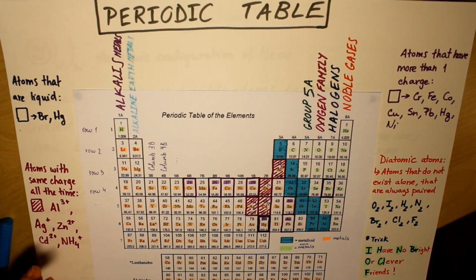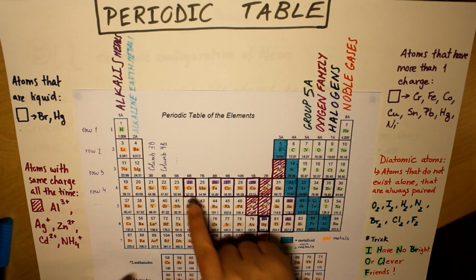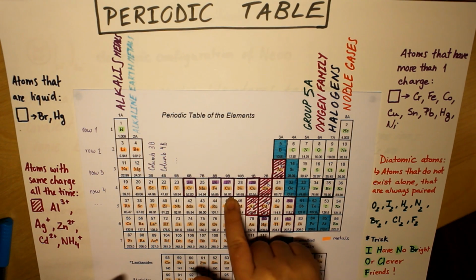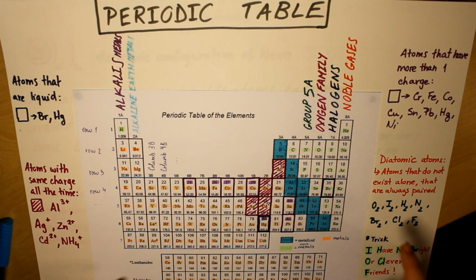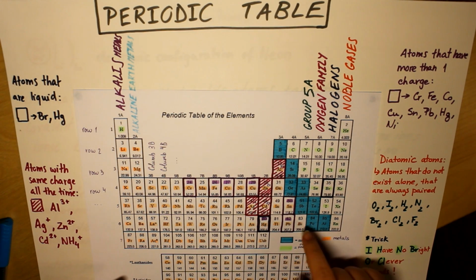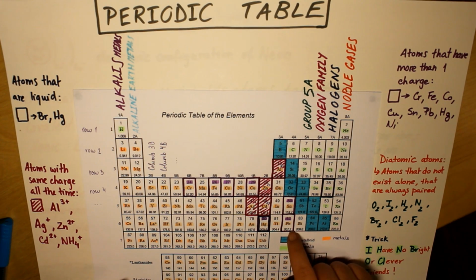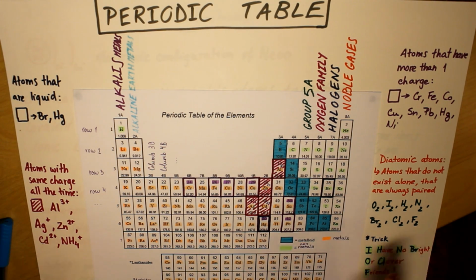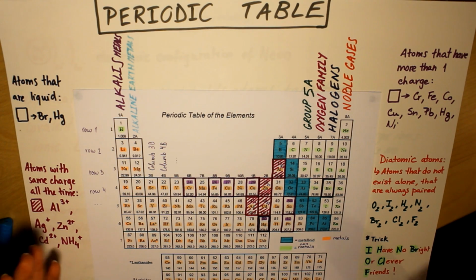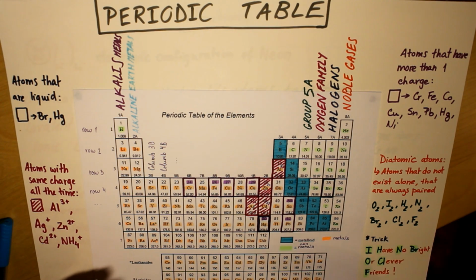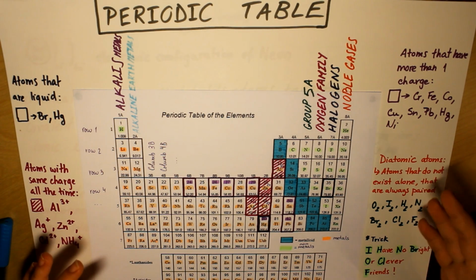Now, the atoms that have more than one charge, I've counted 8, but there might be more. So there's chromium, there's iron, cobalt, nickel, copper, tin, mercury, and lead. So basically, these are the atoms that have more than one charge, and this would be useful to know when you want to name compounds. And that we're going to discuss in another upcoming video.